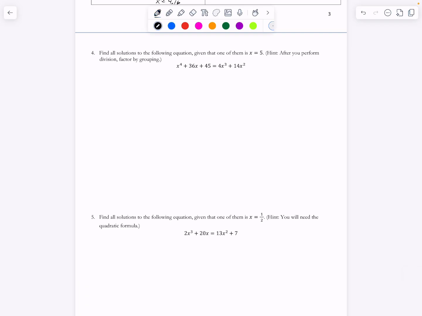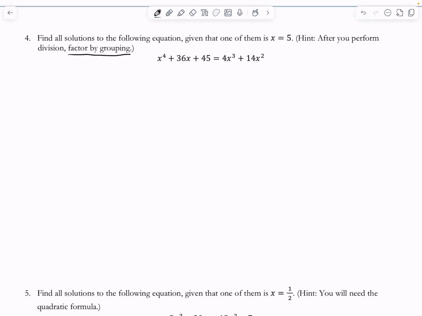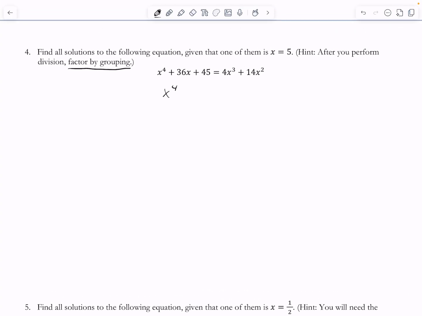Very similar type questions, just no graphing or anything like that. It says find all the solutions to the following equation given that one of them is x equals 5. All right, so what I'm going to do is I'm going to get this in standard form first, get everything to one side, highest exponent to the lowest. Then I'm going to use synthetic division to find what's remaining, and then it says after you do that, the hint is to factor by grouping. So I'm hoping after I do that, I'm able to continue to factor. Okay, so let's leave the x to the 4th power where that is. Let's move the x cubed over.